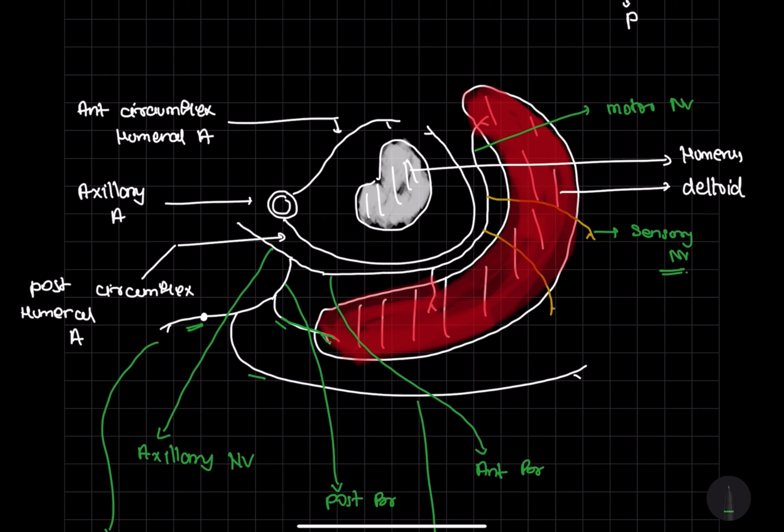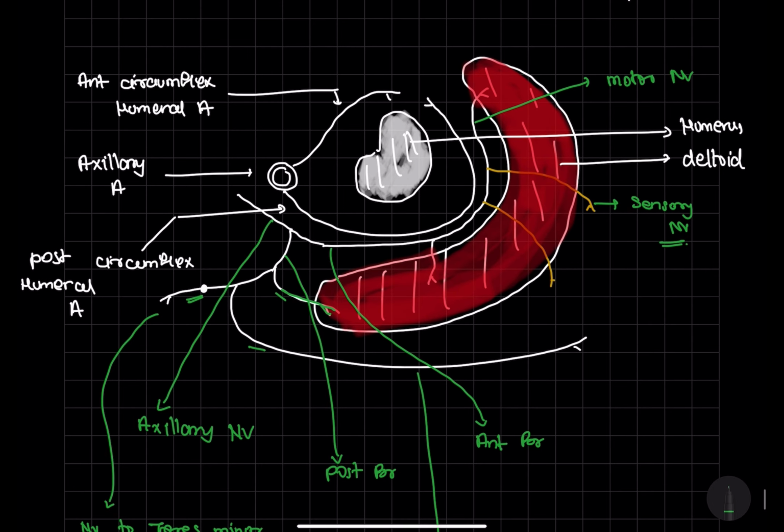The axillary artery divides into two arteries, that is your anterior circumflex humeral artery and posterior circumflex humeral artery. The axillary nerve initially runs with the posterior circumflex humeral artery, then it goes into the quadrangular space, and from the quadrangular space it runs with the posterior circumflex humeral artery. Then it gives off a branch to the shoulder joint, then it runs further, then it divides into two branches, that is your anterior branch and your posterior branch.